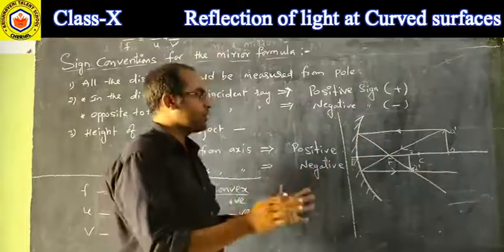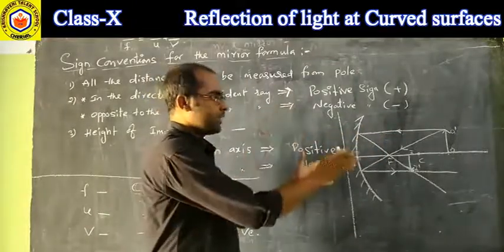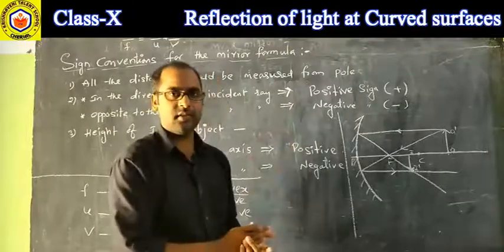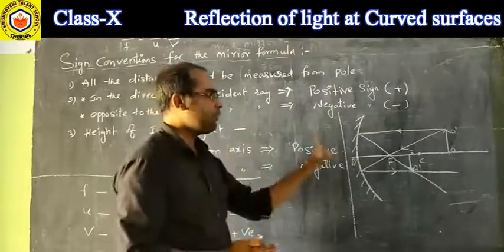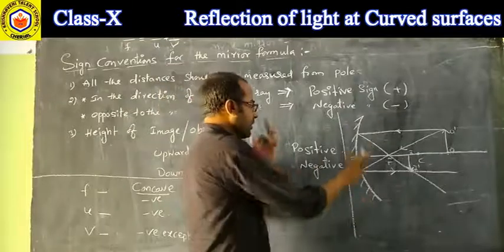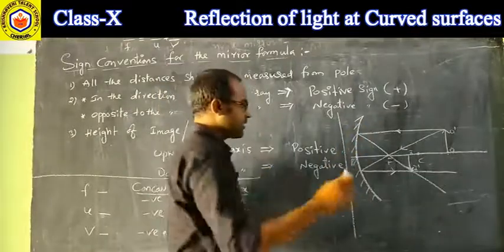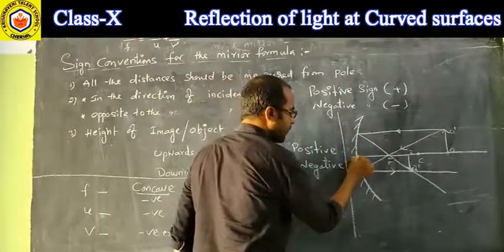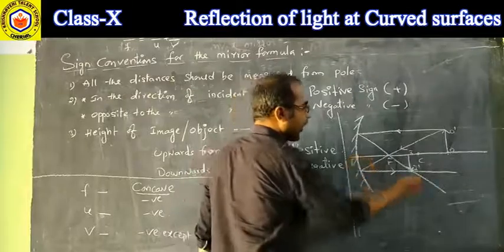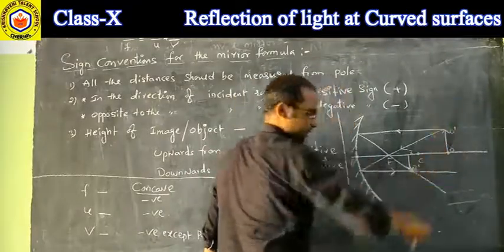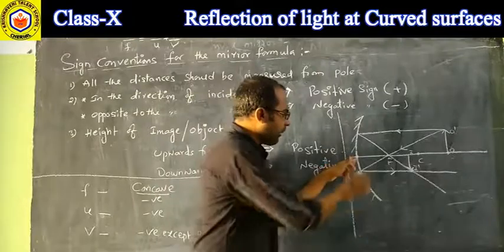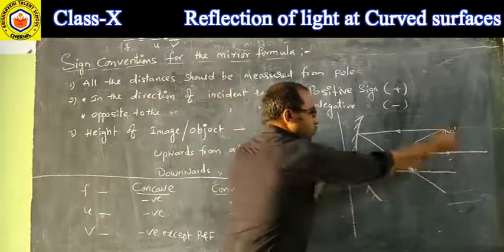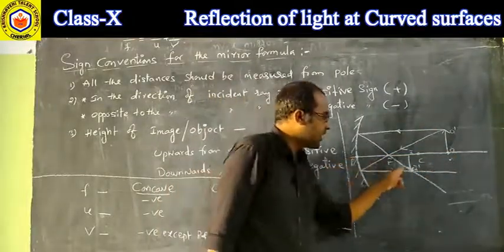In this we have to measure the focal length, object distance, and image distance. All the distances should be measured from the pole. Let us measure the object distance now. Object distance is the distance between pole and object. So we are measuring from pole to object, in this direction.